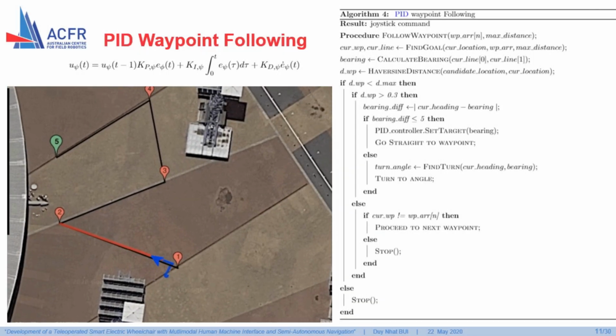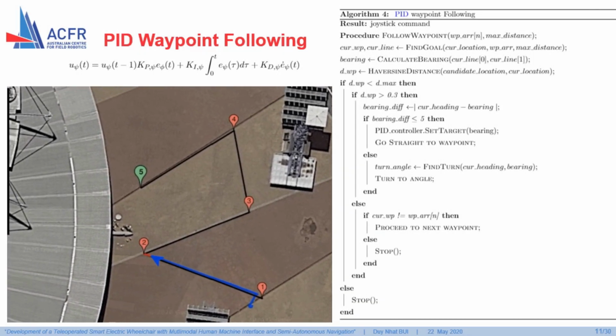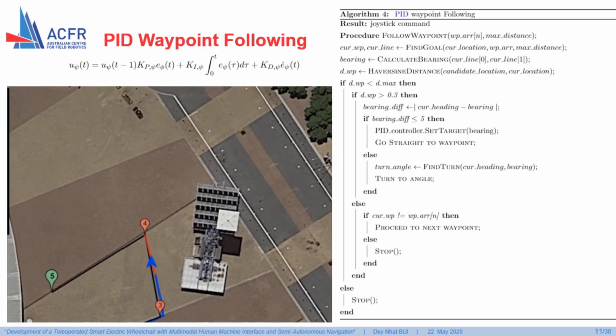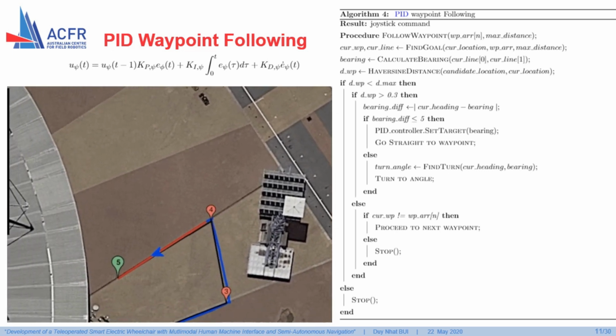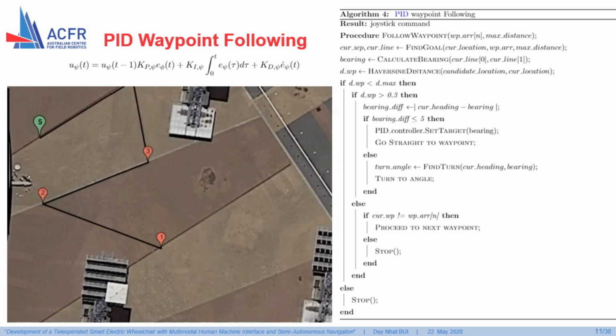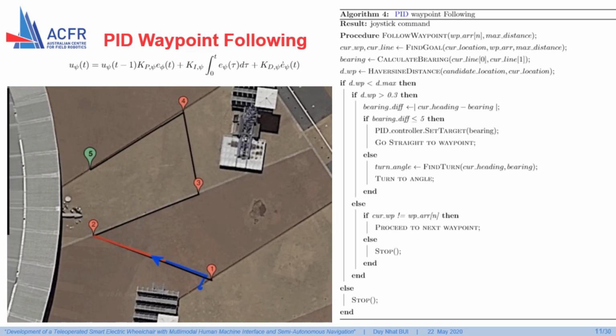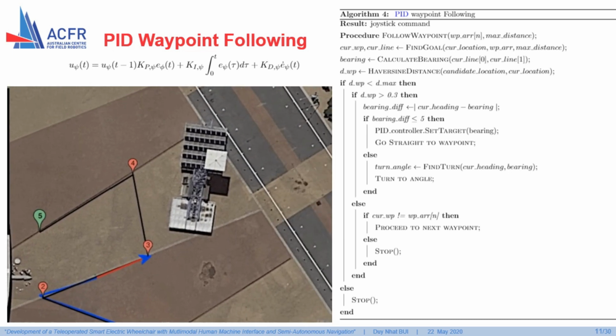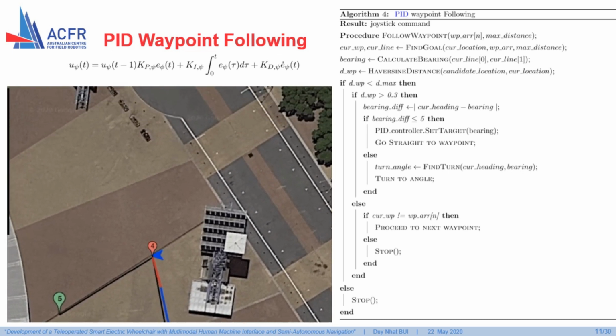In PID waypoint following, the smart electric wheelchair will navigate from waypoint to waypoint by maintaining the heading in a straight path using a heading PID controller. When a waypoint is reached, heading angle to the next waypoint is calculated, and the smart electric wheelchair turns in that direction and proceeds until the last waypoint is reached.